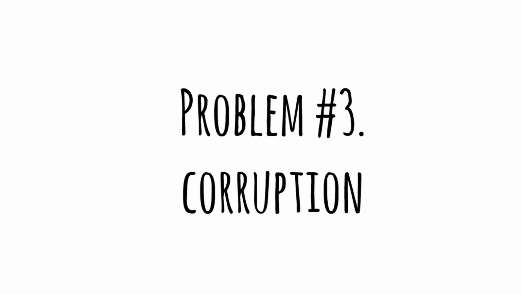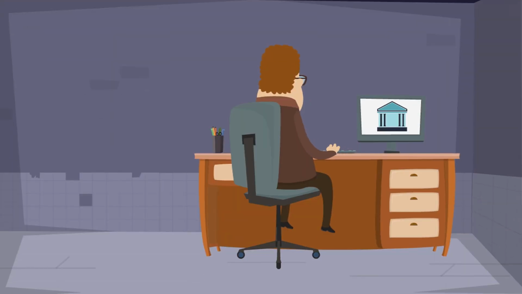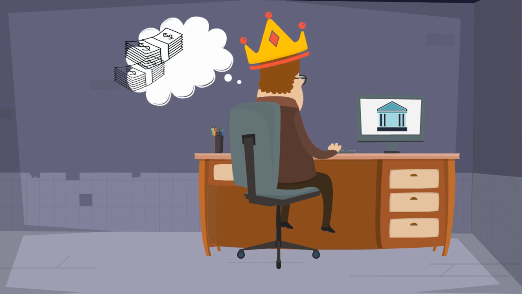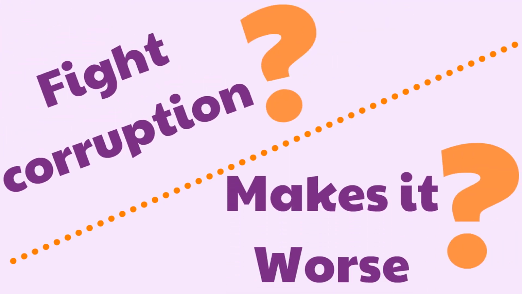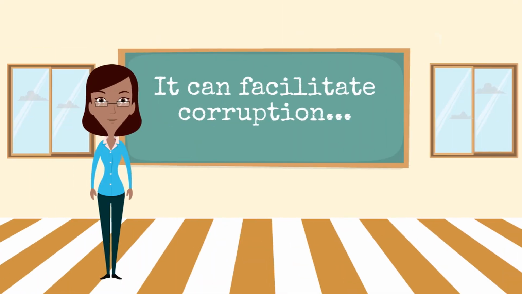Problem 3. Corruption. Corruption in the context of foreign aid is the abuse of power by government leaders to obtain certain benefits. It is still unclear whether foreign aid helps to fight corruption or makes corruption worse. Nonetheless, it is true that oftentimes foreign aid can facilitate corruption.